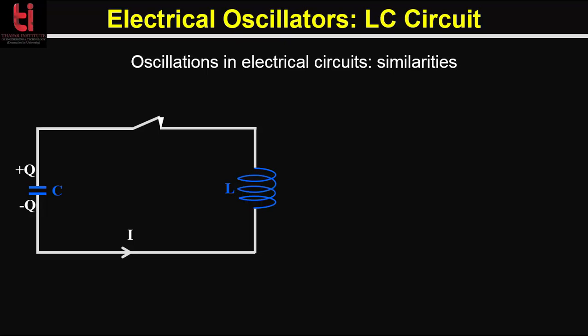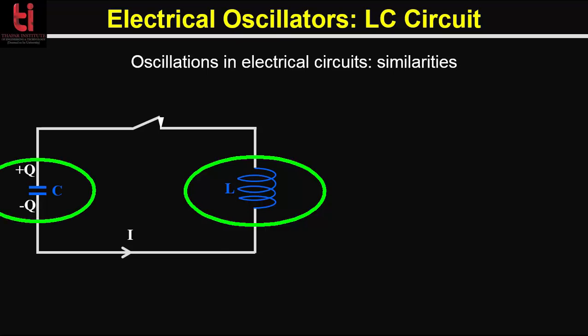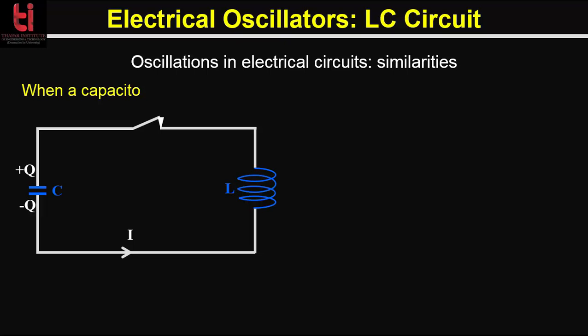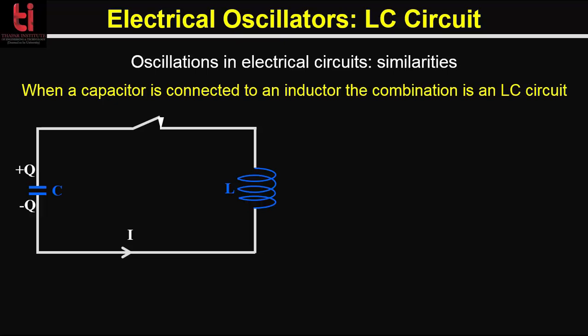This figure shows an electrical oscillator consisting of an inductor L and a capacitor C connected in series. When a capacitor is connected to an inductor, the combination is an LC circuit. As I explained in the previous lecture, we start with an idealized situation. That means we consider that the resistance in the circuit is zero. In the mechanical system, this is analogous to the assumption that there are no frictional forces present. Now, coming back to this LC circuit, initially the switch is open and the capacitor is charged to a voltage V.